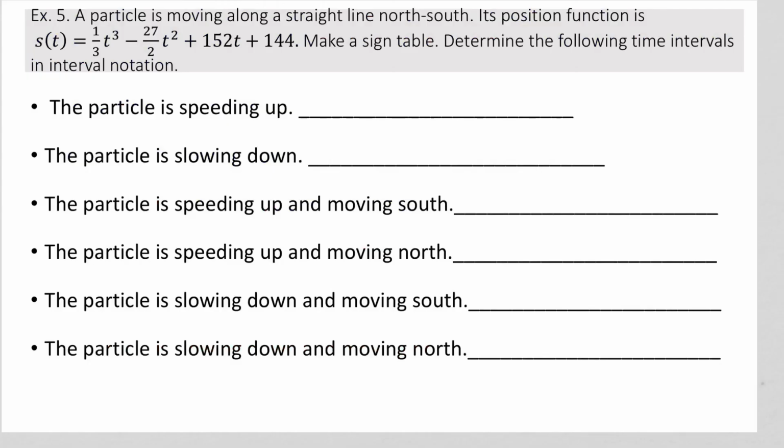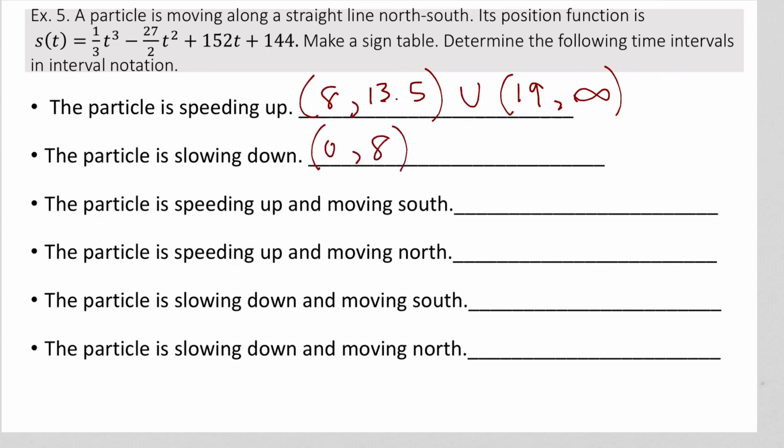This first line here says the particle is speeding up. Now I found that it was speeding up in 2 intervals. So remember how we write that in interval notation? You put the U symbol in there. So for 2 intervals, the particle's speeding up. And then I found that it was slowing down on 2 intervals as well, so I'm going to write it in this fashion.